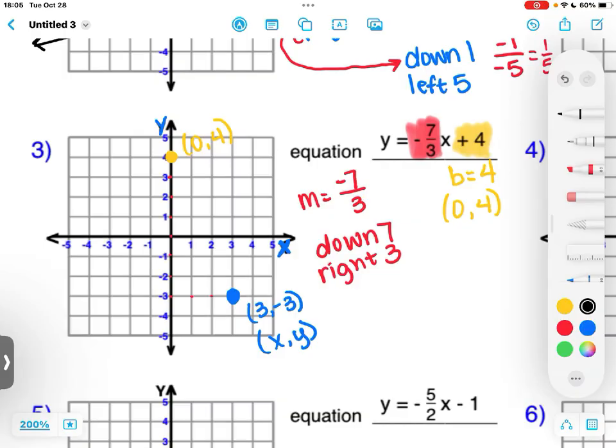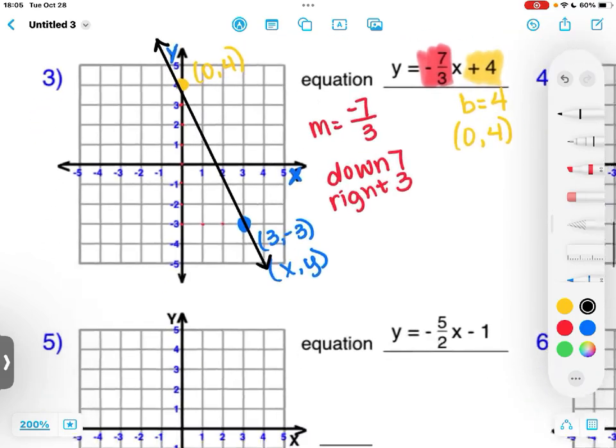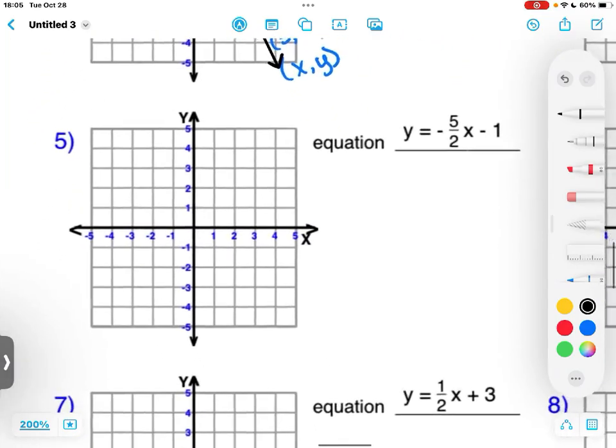From here, since I can't really go up and left because it's a little far, I am just going to create my line, hopefully straighter. There we go, going through those 2 points. Now, if it was on paper, I would be able to use a ruler, but for the sake of doing it on the iPad, this is what I got. But that's what we do. We're going to pull out each of the points.